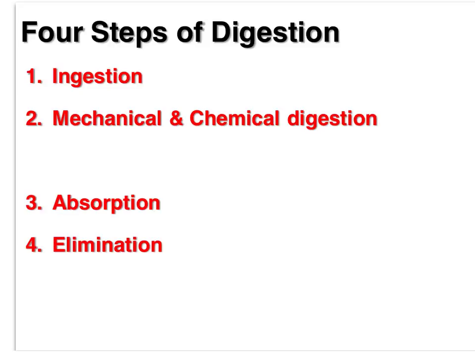There are 4 steps to digestion. We have ingestion of food. We have both mechanical and chemical digestion. Mechanical digestion involves taking big particles and breaking them down into small particles. No new substances, no new products are being formed here. It is simply the mechanical action of breaking down food.